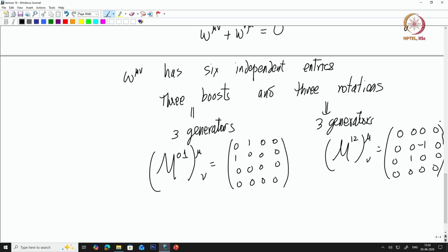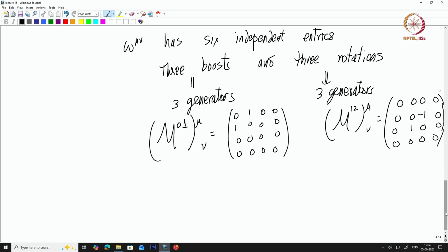So I won't cover the entire Lorentz group, but I'll only mention a little bit. What you'll have is omega mu nu, in terms of these generators, is nothing but half omega rho sigma M rho sigma mu nu.